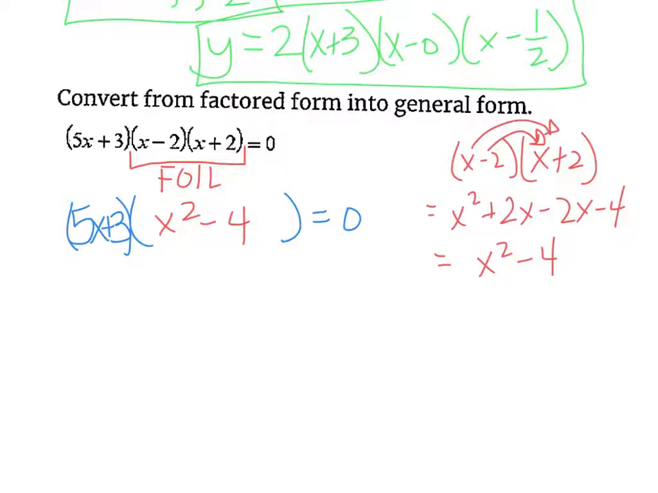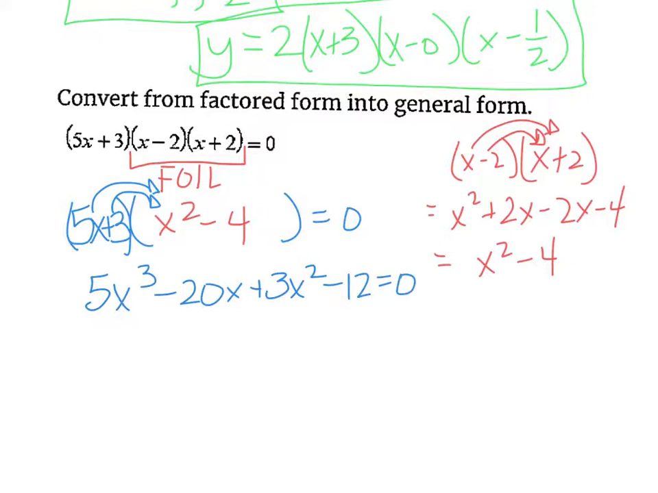I need to multiply 5x times everything in there and 3 times everything in there. 5x times x squared. That's 5x cubed. 5x times negative 4 is minus 20x. 3 times x squared is plus 3x squared. And 3 times negative 4 is minus 12. Or really, this is the y.